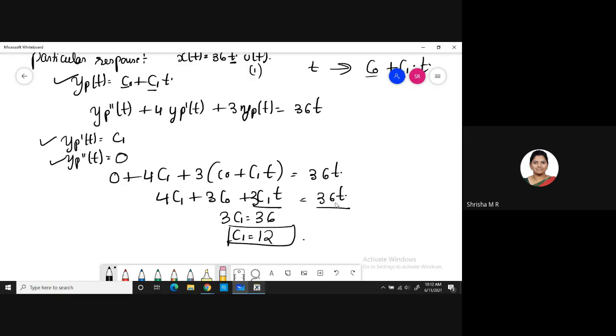Similarly, if you find C0, so 3C0 plus 4C1 is equal to 0, correct? It is having the power T0, right? T power 0. You don't have any t term for this. So we have equated that to 0. Did everyone follow?